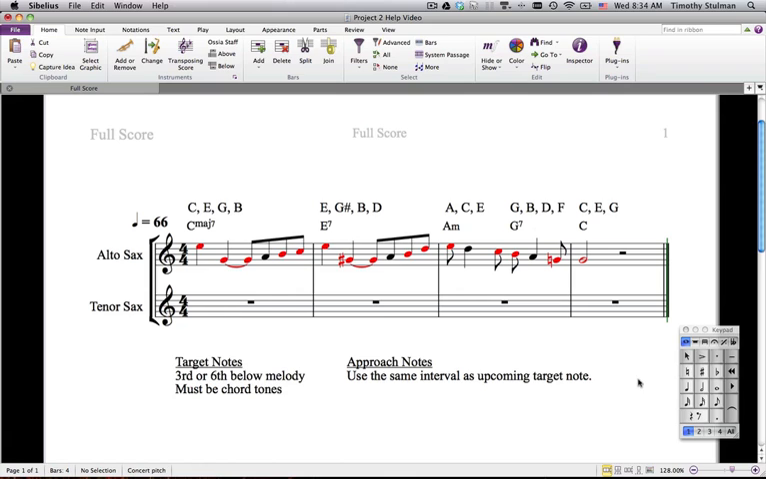So to begin with, I'm going to add both a third and a sixth below the melodic pitch, and we'll see which one works best. A third below E is C. A sixth below E is G.